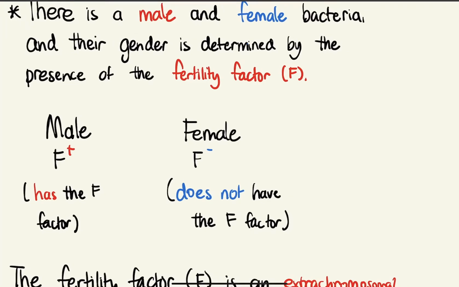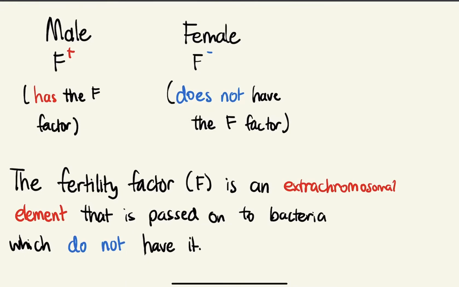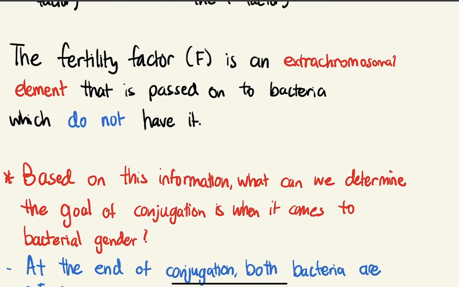So you might be thinking, does this mean that once a bacterium gains the fertility factor, it's converted to a male? Yes, that's the entire concept behind it. All these female bacteria are essentially being converted to males when they receive the fertility factor. The fertility factor itself is an extrachromosomal element that is passed on to bacteria which do not have it. We can see the colors here reflecting the gender.